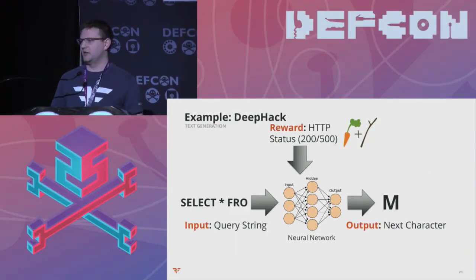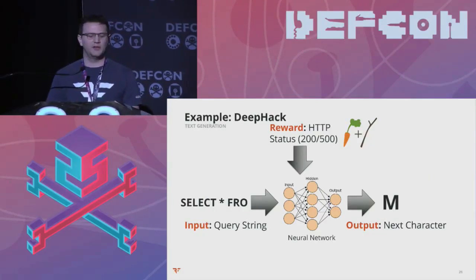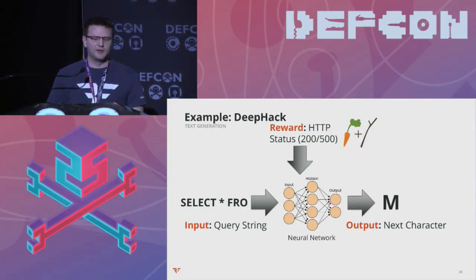So getting back to our example, getting back to DeepHack specifically, it works a little bit like this. This might seem at first like an unintuitive way of formulating the problem, but it's actually a pretty standard construction in terms of text generation. The input to the system is an incomplete query string, a partial string of text that it's generating. And the output, the thing that it needs to decide, is what the next character in this sequence is.